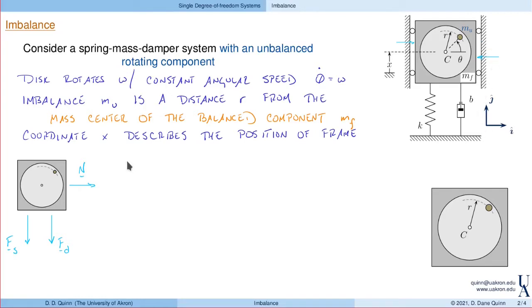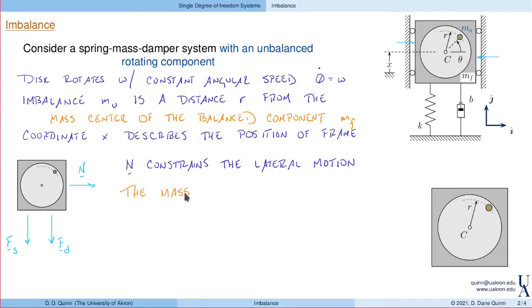So here, this force N serves to constrain the lateral motion. It's a constraint force, so that this frame can only move up and down. Now, as I mentioned earlier, really the important thing for this problem is that the mass center is not at the center of rotation.